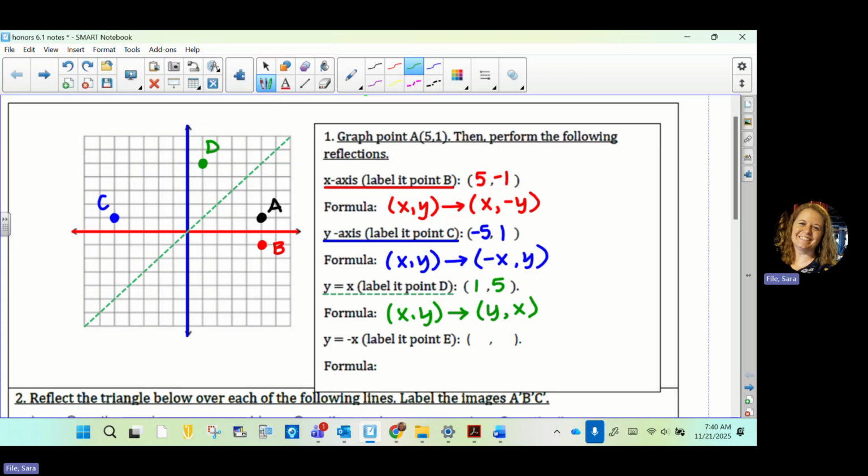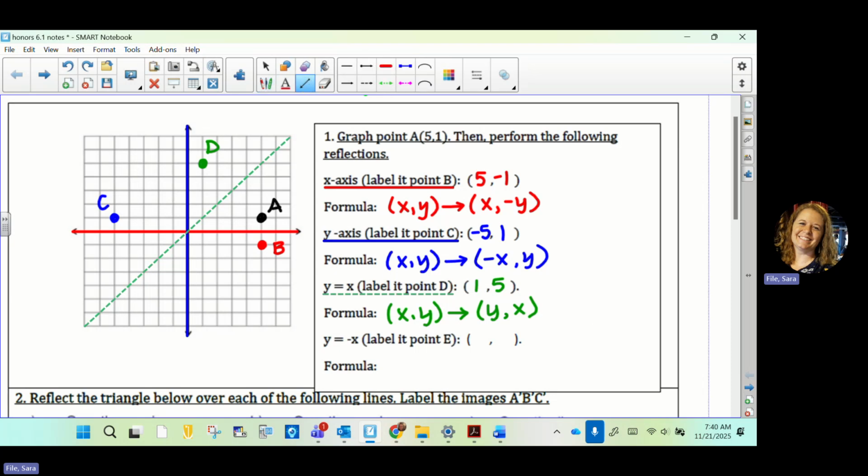You're going to talk more about this when we do inverses in Algebra 2. I don't know if y'all touched on inverses in Algebra 1, but inverses, when you switch X and Y, are reflections across the line Y equals X. And then last but not least, the line Y equals negative X.